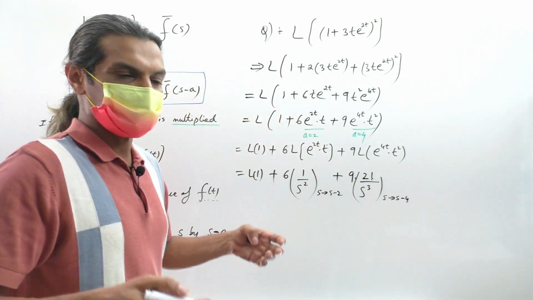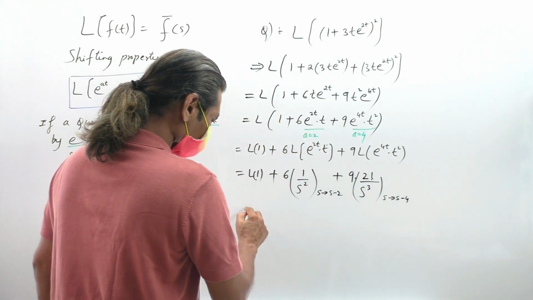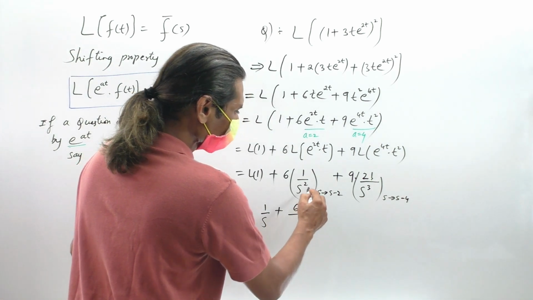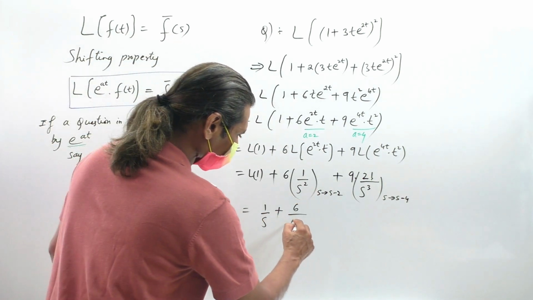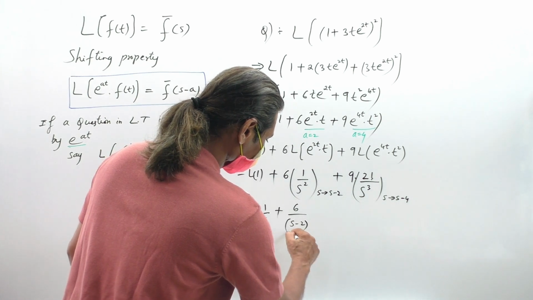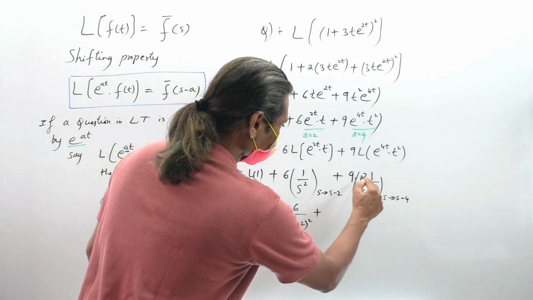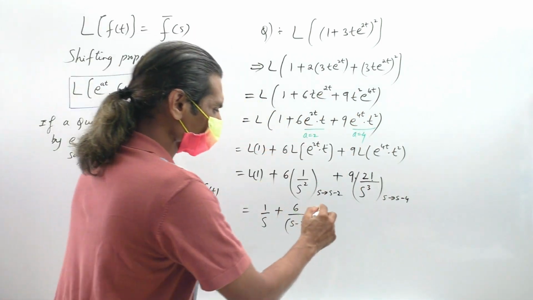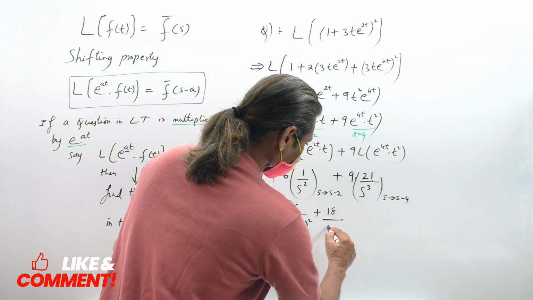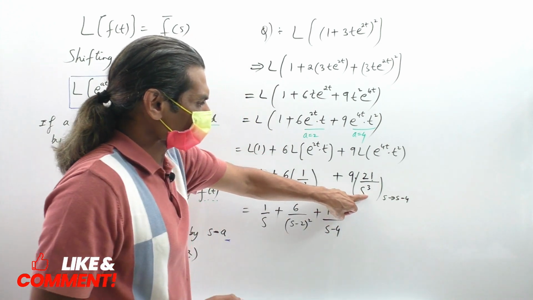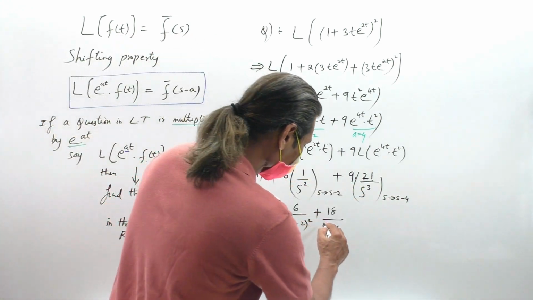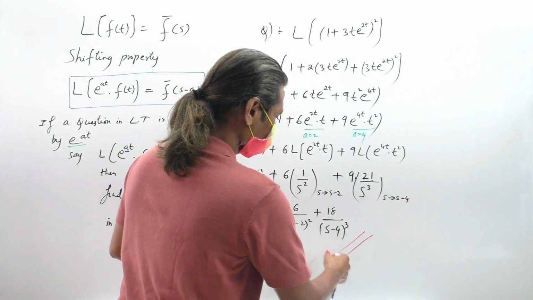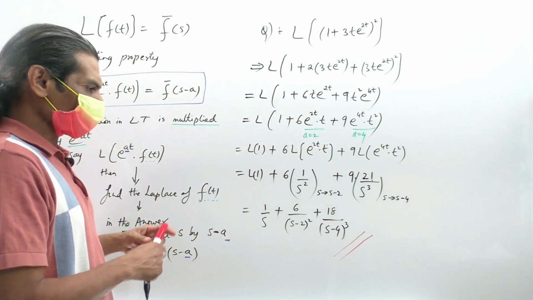Now you would have got how to solve these questions. So let's write the final answer here. Laplace of 1 is 1 by s, plus 6 by, replacing s by s minus 2, so s minus 2 the whole square, plus 9 into 2. This is 2 factorial, right? 2 factorial means 2, 9 times 2 is 18. 18 by s minus 4, why? Because you are replacing s by s minus 4, the whole cube. That's the final answer. That's it. Understand?